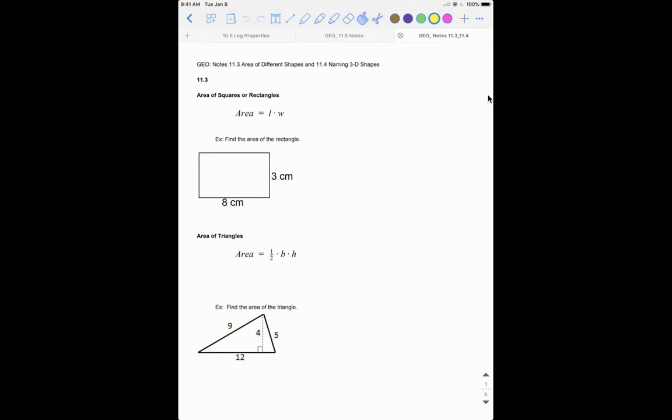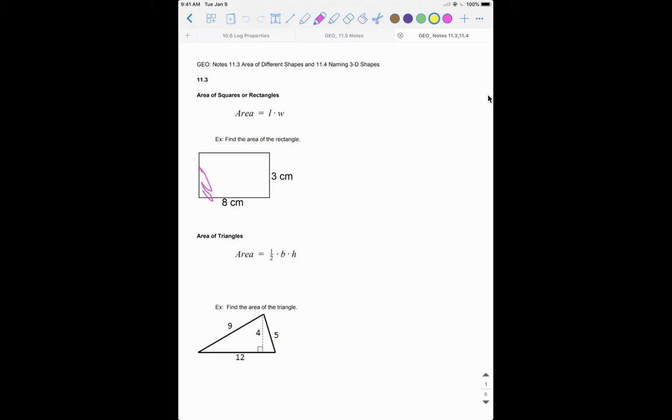Hi guys. So today we're going to talk about section 11.3 and 11.4. And first we're going to start here with 11.3. So 11.3 is finding the area, which we talked about in a circle. So now we're moving on from circles, and we're going to all these different shapes. All are polygons, which means you're trying to find the area, right?